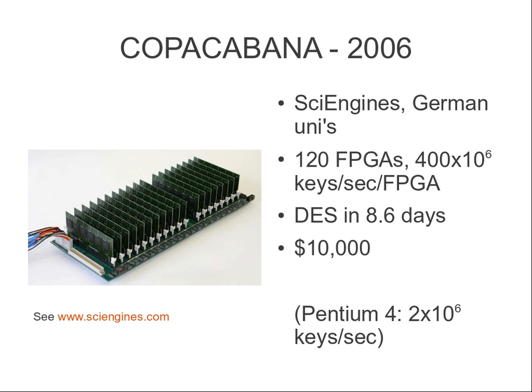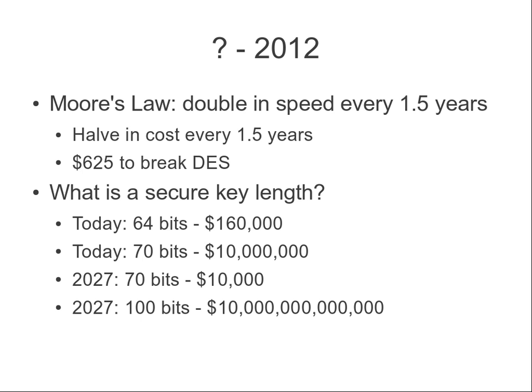At about the same time, a Pentium 4, the typical computer then, could do about 2 million keys per second, whereas their FPGA did 400 million, about 200 times faster than a normal Pentium 4. Given that, here are some approximate numbers. According to Moore's law, the speed of computers doubles every 1.5 years. So your computer now, in 1.5 years' time, the same cost computer will be twice as fast. In other words, for the same compute capabilities, you halve the cost every 1.5 years. If we assume that, then now in 2012, using that old hardware, it would cost $625 to break DES. So anyone can do that.